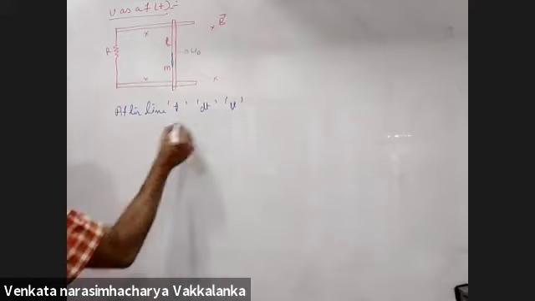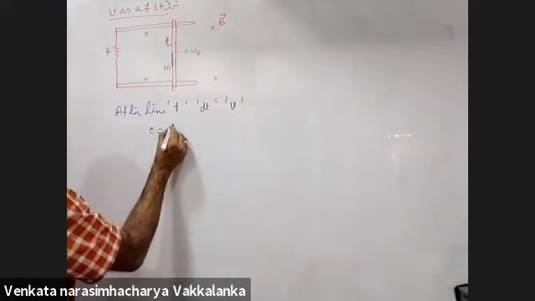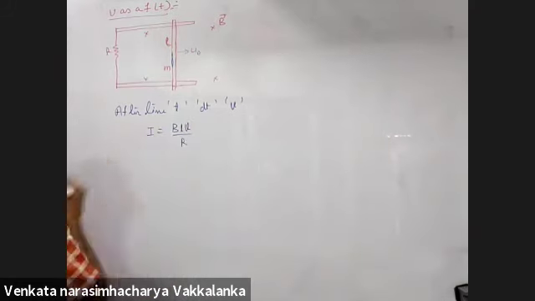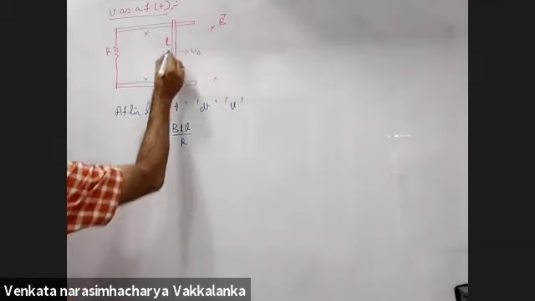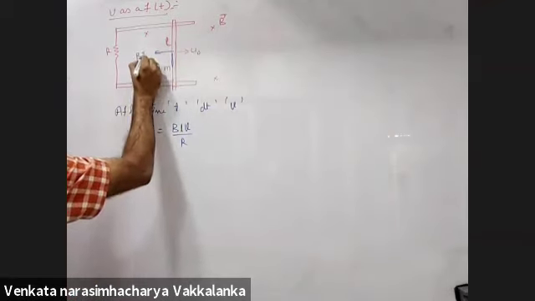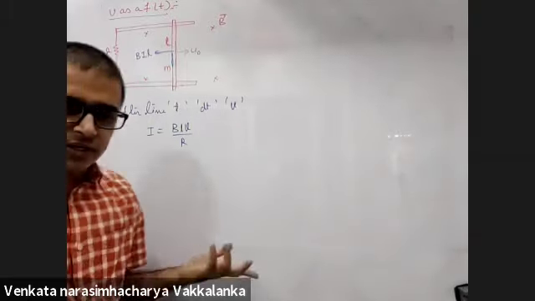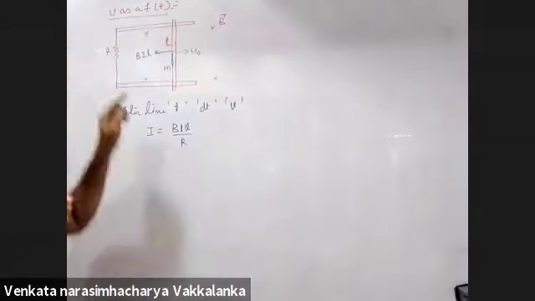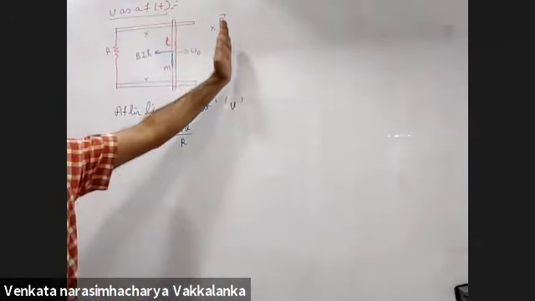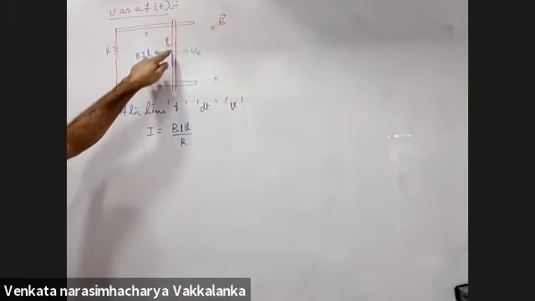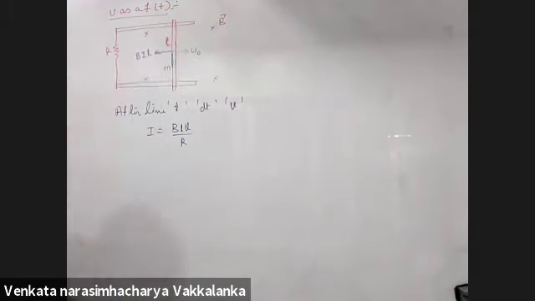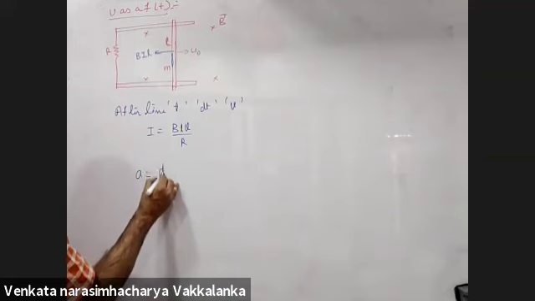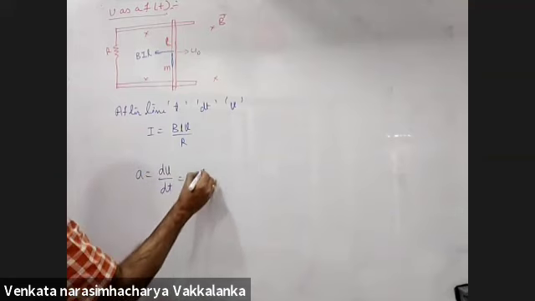Now, if it is small v, what is the motional EMF? BLv divided by R will be the current in the circuit. Force BIL will be in the opposite direction. How did you decide the direction? Lenz's law, it opposes the cause. 90% of the cases I'll use Lenz's law. Velocity is given to the right. Motional EMF will generate current in such a way that it opposes the cause. Right? So acceleration will be dv by dt, but with a negative sign.